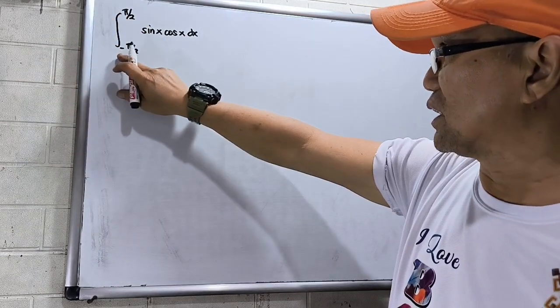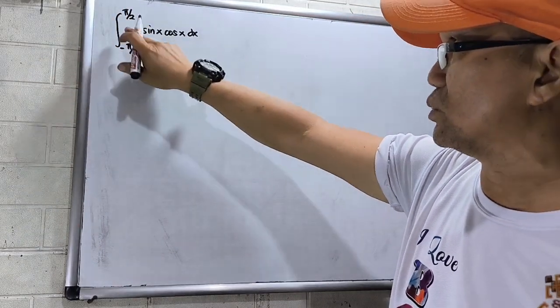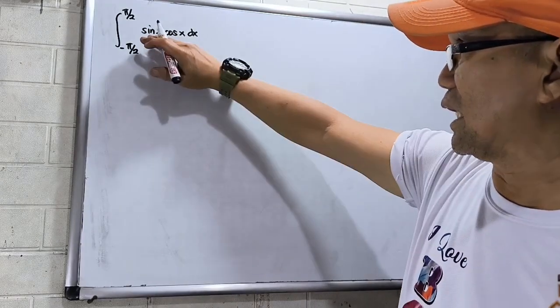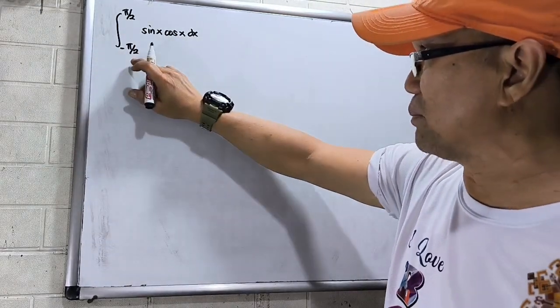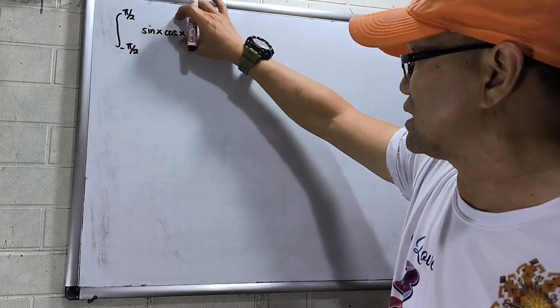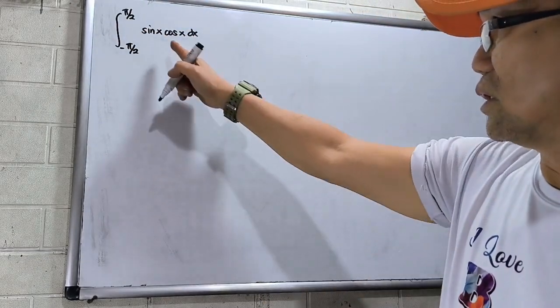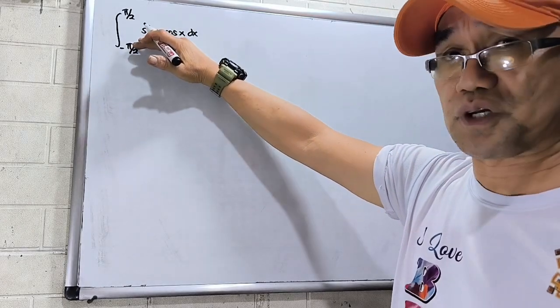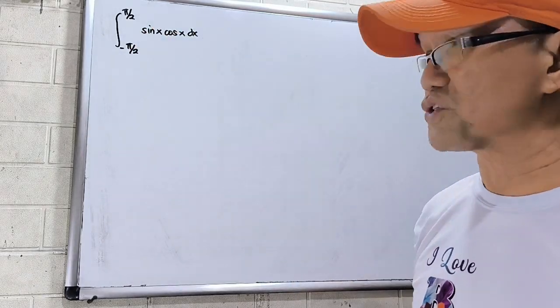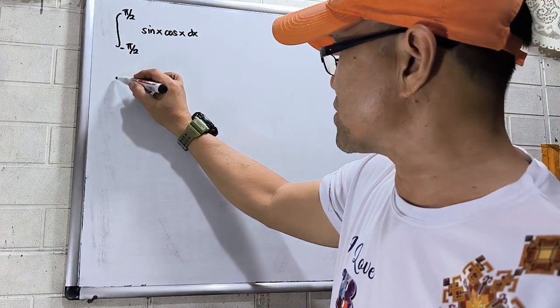So I have the integral from negative pi over 2 to pi over 2 of sine x times cosine x dx. This is the lower limit, this is the upper limit, and this is the integrand. If we study this further, we cannot solve it straight away, but we have to recall our trigonometry. So we have this formula.